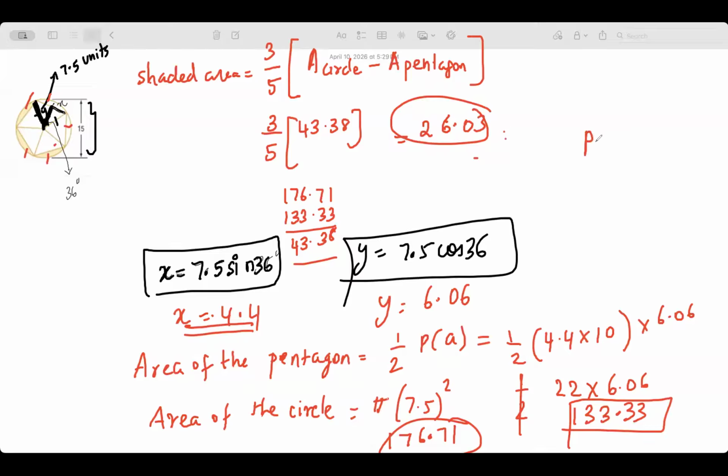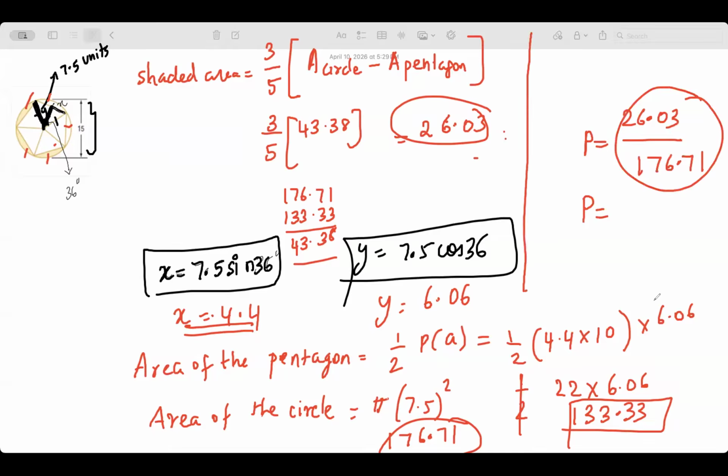Now coming to probability: favorable area divided by the total area. What is the total area? Total area is the area of the circle, which is 176.71. Avyukt, can you calculate this and tell me the decimal? What is 26.03 divided by 176.71? As a percentage, it's 14. Decimal, 0.14.